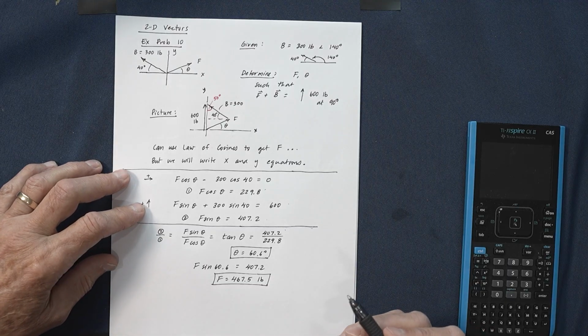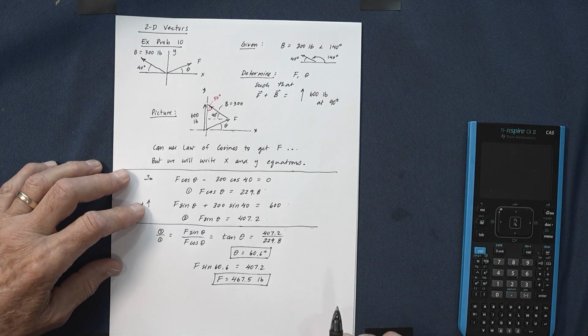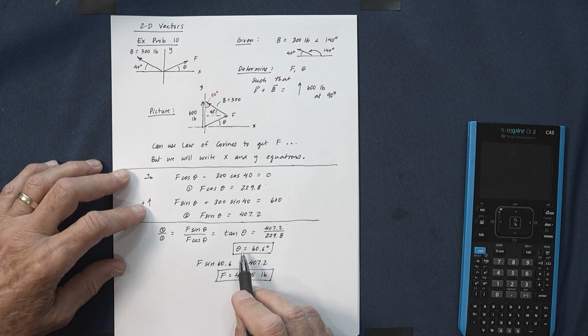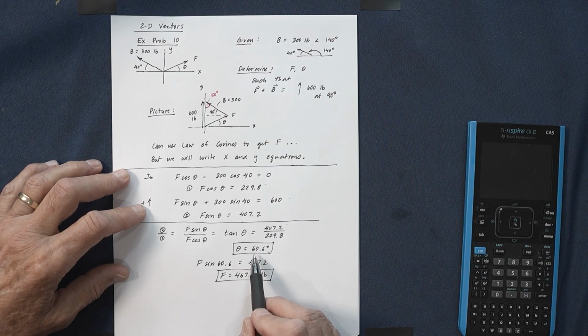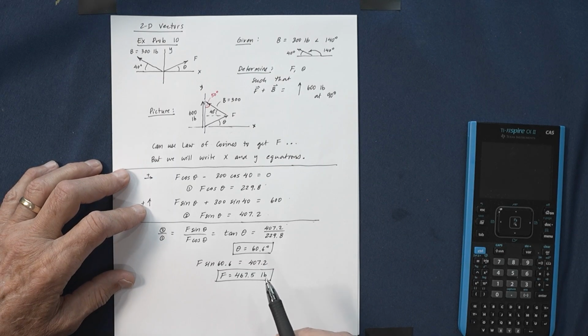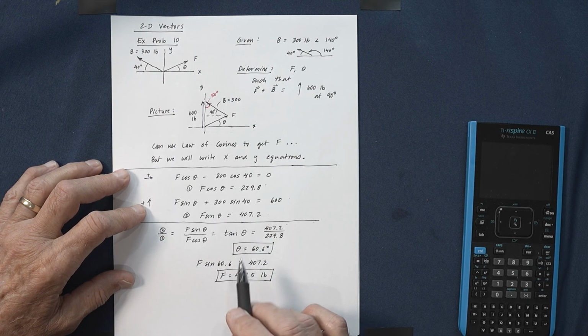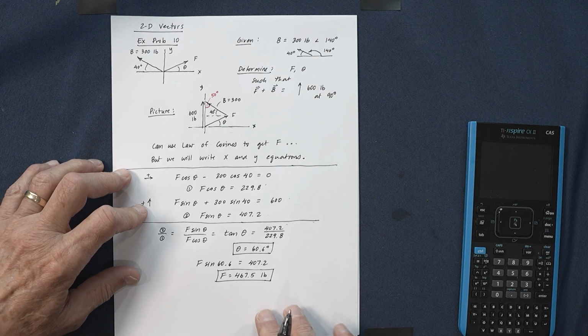I get theta, which is the inverse tangent of this guy, which is 60.6 degrees. And then plug this into one of these equations and get F is 467.5 pounds.